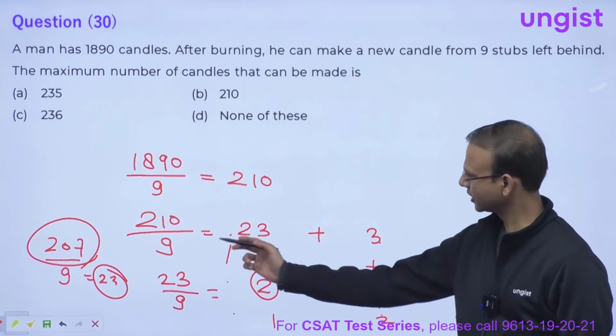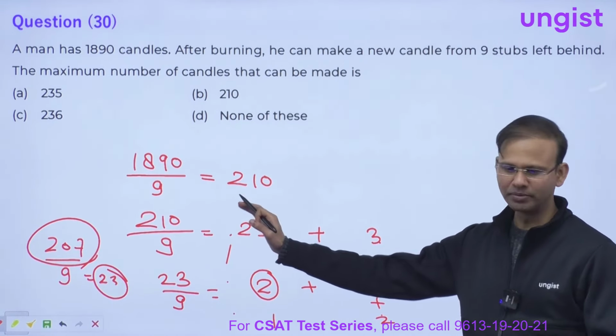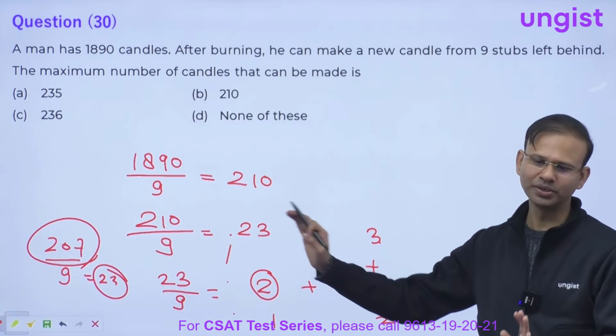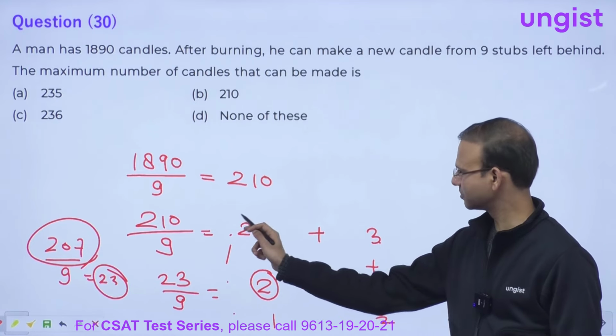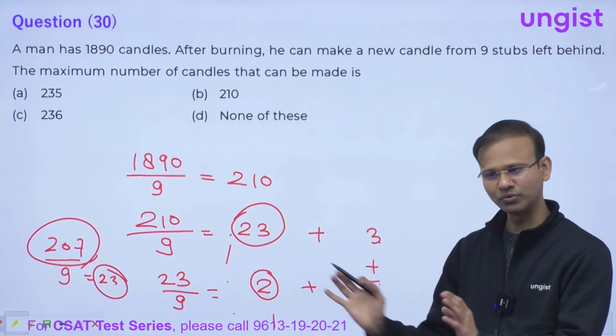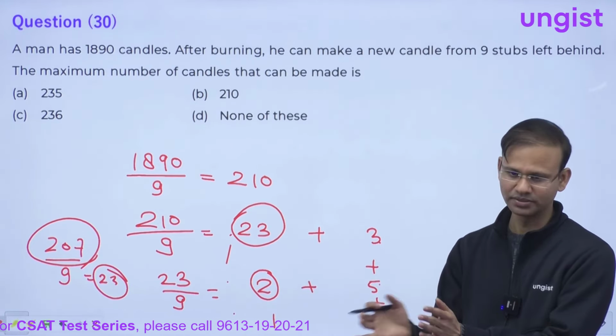207 is still here because if you divide 210 by 9, it goes up to 207, because 207 is the multiple of 9. So you can make 23 candles with the help of 210 leftovers. And then 3 stubs are still left.